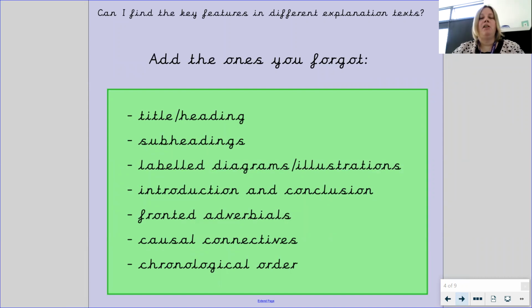So we should have a title or a heading, subheadings, labeled diagrams and illustrations, introduction and conclusion. We should have used fronted adverbials, causal connectives, and we should have written in chronological order.